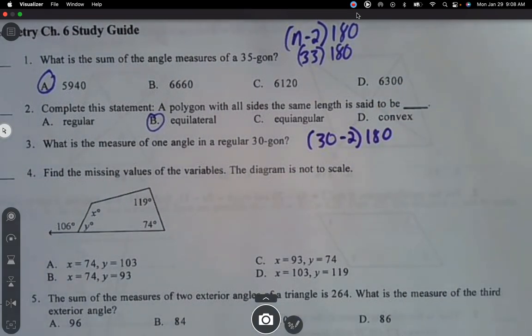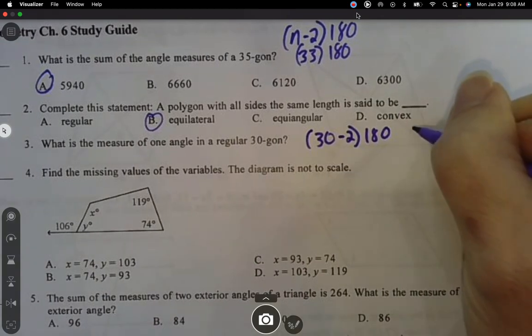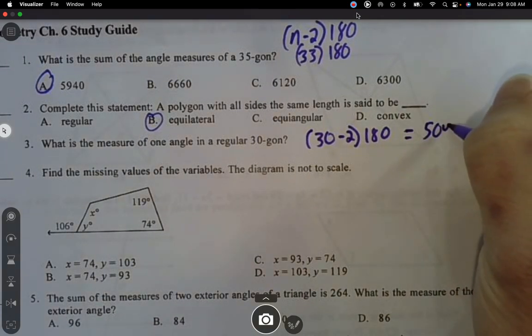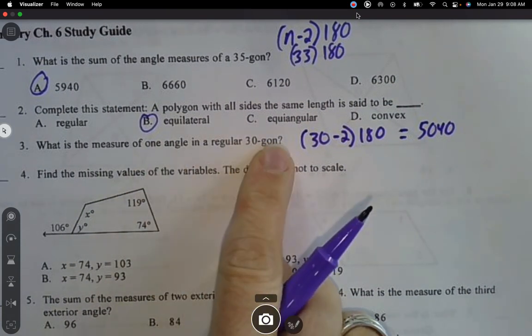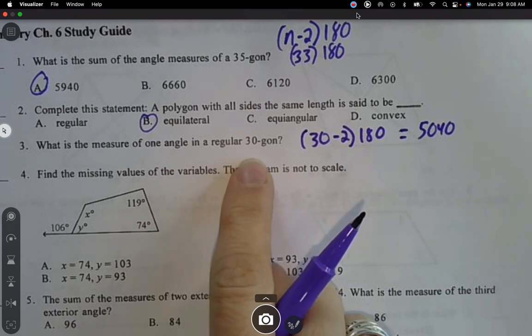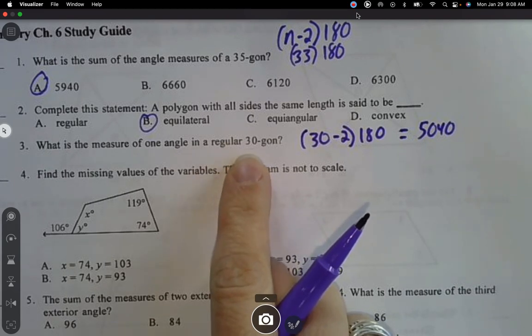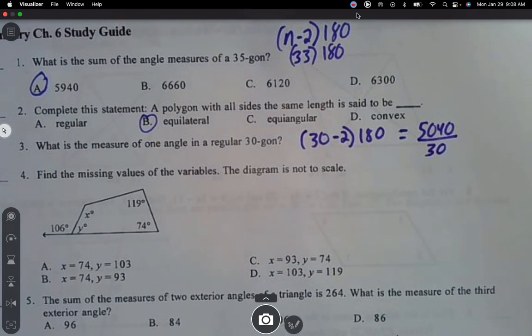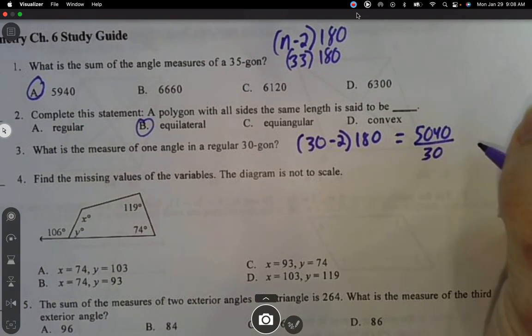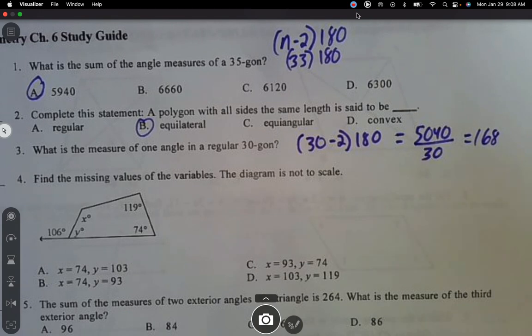Let me see what they get. 28 times 180. Now that's all the angles. But what if I wanted just one of them? What do I need to do? Divide it by 30. And when I divide that by 30, it's 168. Each angle would be 168.